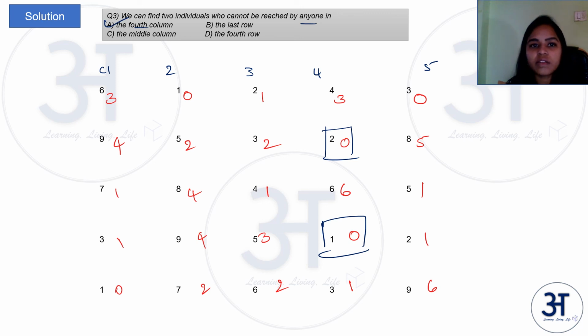Let's also look at the others for the sake of completion. The middle column, option C. If you see the middle column, no. The last row, there is only 1 individual who can't be reached by anyone. In the fourth row, this is the fourth row. So in this fourth row, again there is only 1 individual. So the answer is A. Let's move to the last question.